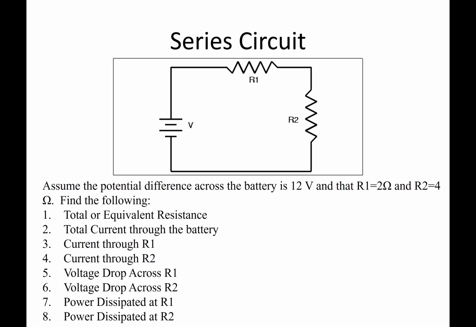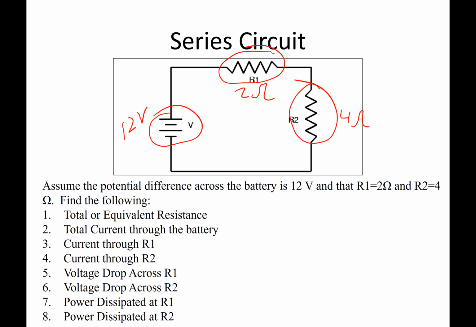All right, let's look at a series circuit problem. Here's an example series circuit. So here we're looking at a battery, resistor number 1 and resistor number 2. Assume the potential difference across the battery is 12 volts. Resistor 1 is 2 ohms of resistance, and resistor 2 is 4 ohms of resistance.